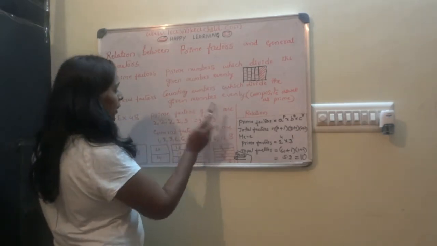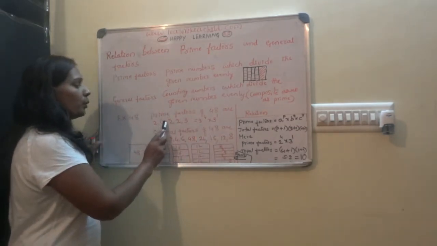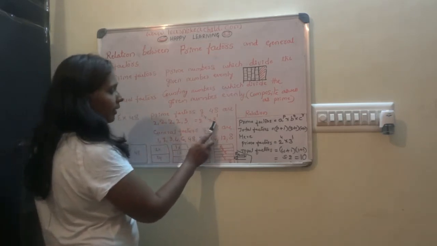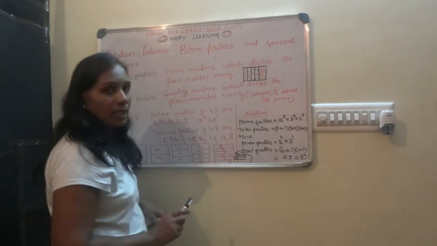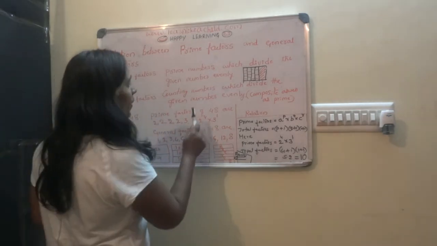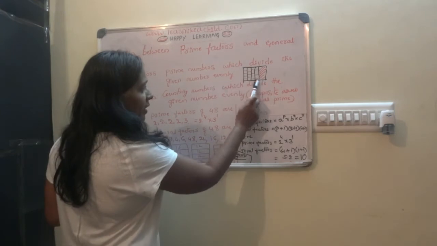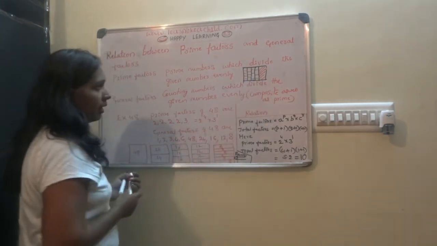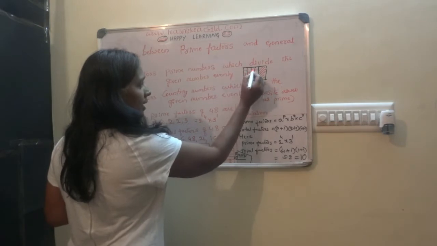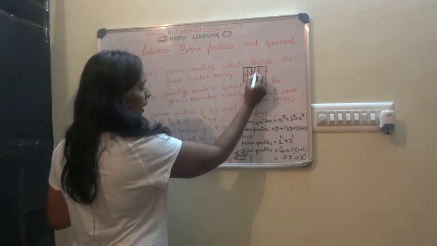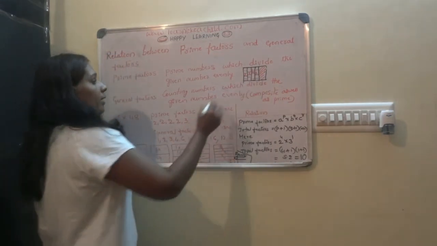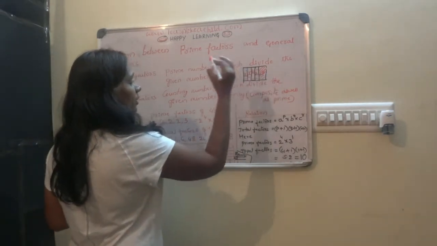Prime factors of 48 are 2, 2, 2, 2 and 3, that is 2 to the power of 4 and 3 to the power of 1. It means there are four 2's and one 3. Accordingly, I have divided this whole into 5 parts. That is, this part is related to 2, this part is related to 2, this part is also related to 2, this is also related to 2, and this part is related to 3.